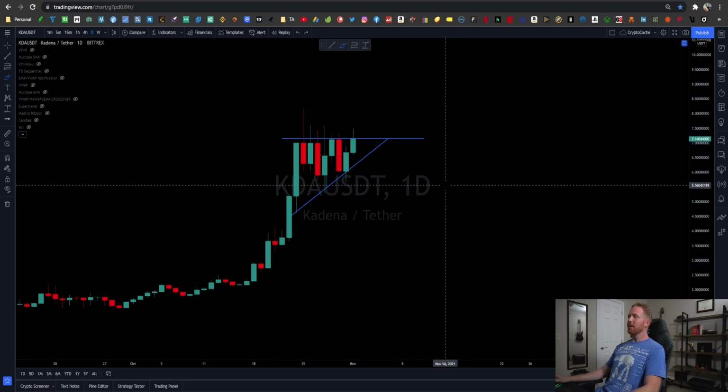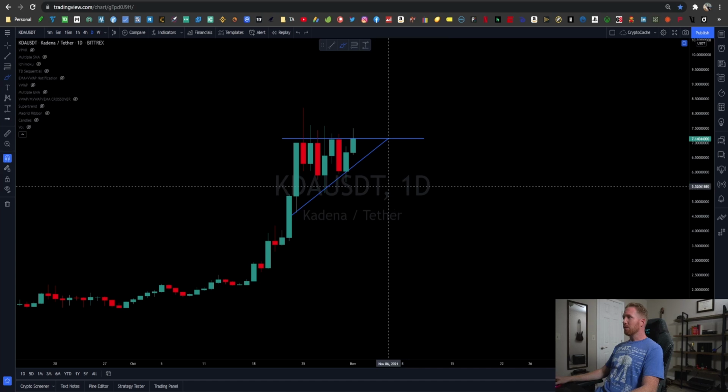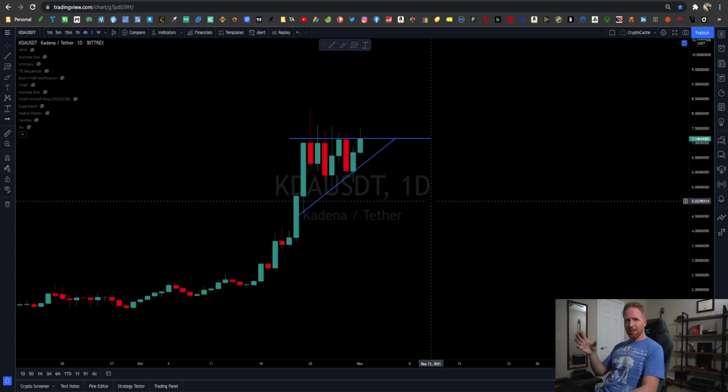Now, there's no guarantees on that, but the fact that these are all one-day candlestick closings is even more of a reiteration that we should see some kind of break to the upside. I think it's fairly likely, so I might consider taking a position here with my community, seeing what happens with that. But I just want to bring this to your attention so you can see this for yourself.